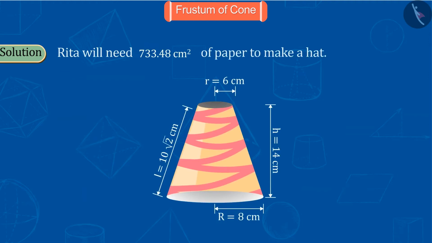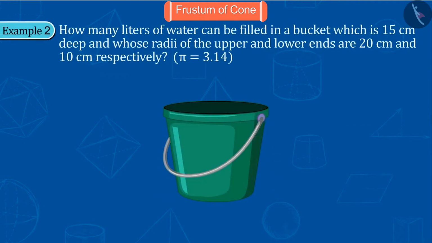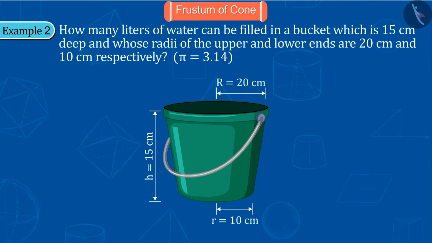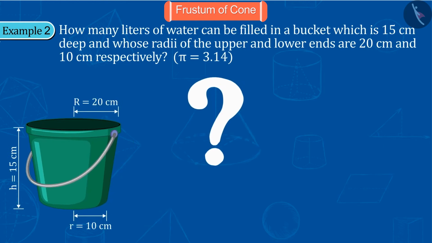Let's see another example. A bucket which is 15 centimeters deep and the radius of the upper and the lower portion of which is 20 centimeters and 10 centimeters respectively, then how much water will it hold? From the question, we know that the radius of the top of the bucket is 20 centimeters and that of the bottom is 10 centimeters with the depth 15 centimeters. Also in this question, the value of pi is given as 3.14. So, can you tell how much water can be filled in this bucket?